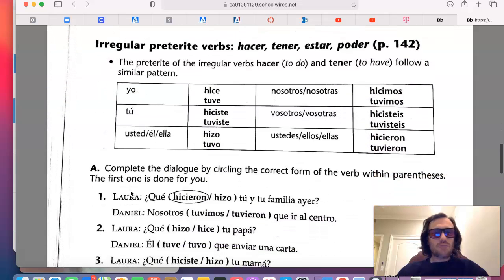And then for page 104, you're using the verbs hacer, tener, estar, and poder. How these verbs are irregular in the preterite. You can see there's an irregular stem. The beginning of these verbs are irregular. They have a stem change, and then also the endings are irregular.